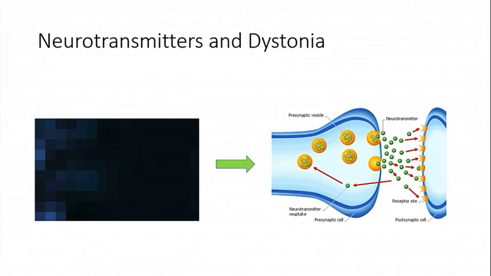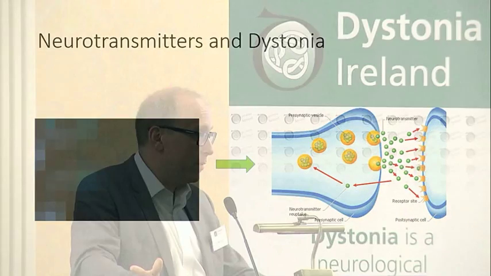So neurotransmitters are chemical messengers. They're the chemicals that are released from nerve cells in the brain, which communicate from one nerve cell to the other. So these transmitters are very, very important to the way the brain works. And we know that there are particular types of dystonia where they're really, really important. And the most obvious condition for that is a relatively rare condition, which is called dopa-responsive dystonia.